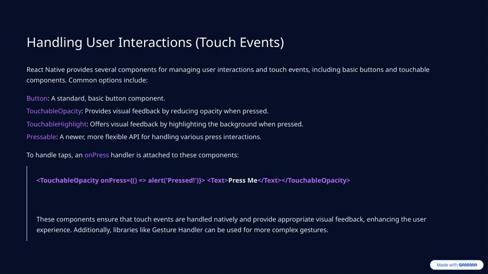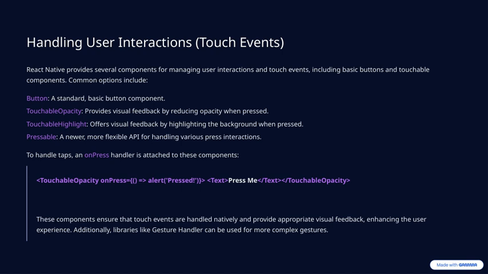To respond to taps, you simply attach an onPress handler to these components. For example, using TouchableOpacity, you might write onPress equals alert pressed, and that will trigger an alert whenever the user taps the button. All these components are designed to handle touch events natively, meaning they integrate seamlessly with the platform's touch system, and they also provide visual feedback to enhance the user experience.